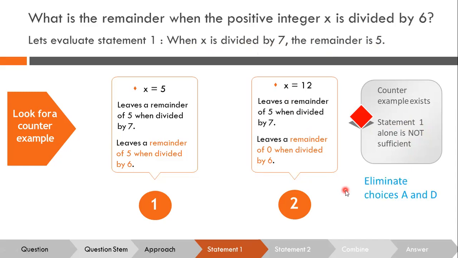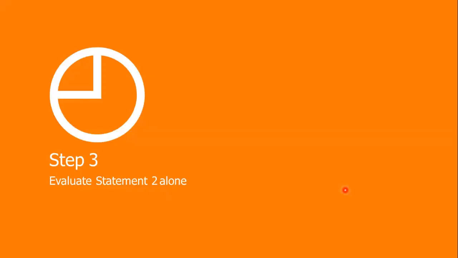So eliminate choice A and D. What I mean to say is that this is not the right answer. So look at this. The choice is narrow. Now we are eliminating A. Step 3, evaluate statement 2 alone. Now we are just going to statement 2.